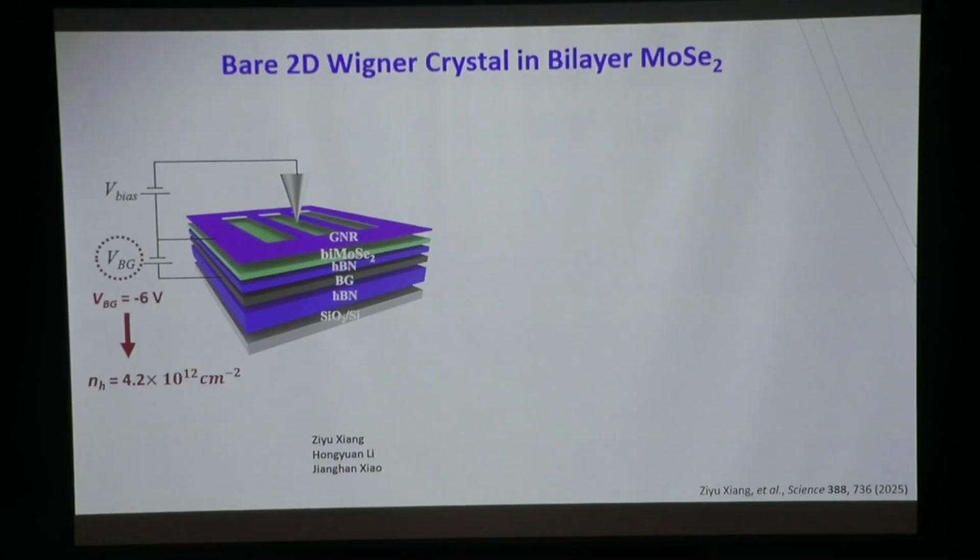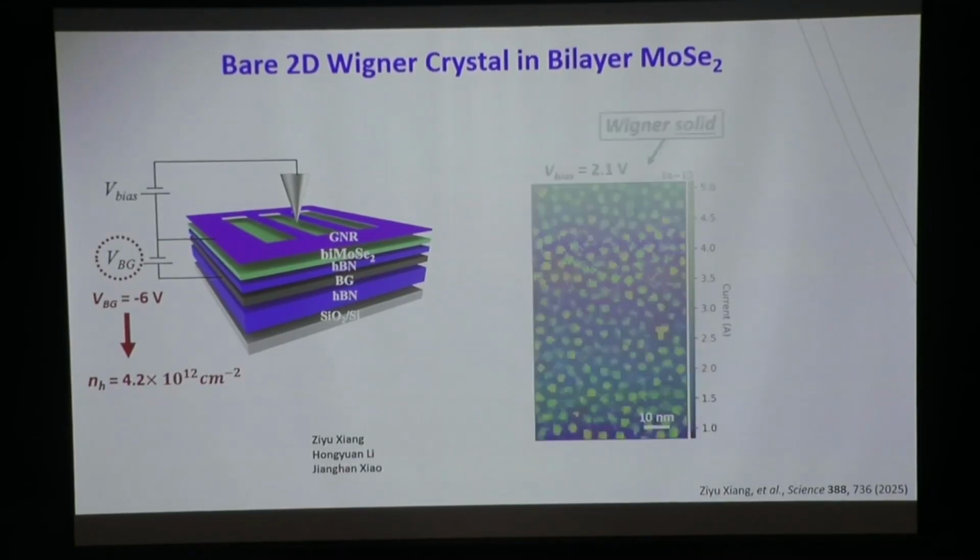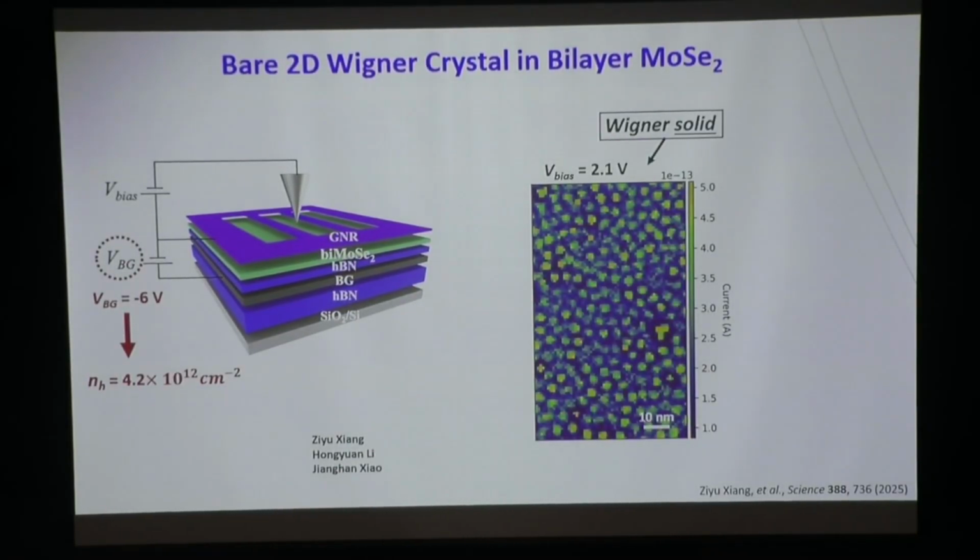And one of the things they did was to put a negative gate voltage on the back to dope holes into this bilayer MoSe2 material. And what they saw when they did that was this. What you're seeing here is every little bump that you see in this image is a single charge carrier, a single hole. Now, the holes, as you can see, are localized because they repel each other. They're positively charged. They repel each other. This is a Wigner solid. I don't call it a Wigner crystal because it lacks long-range periodicity, but it's a Wigner solid.